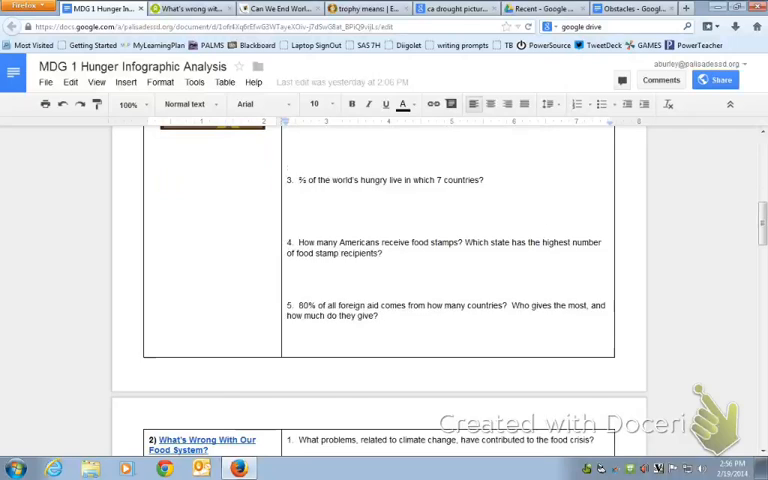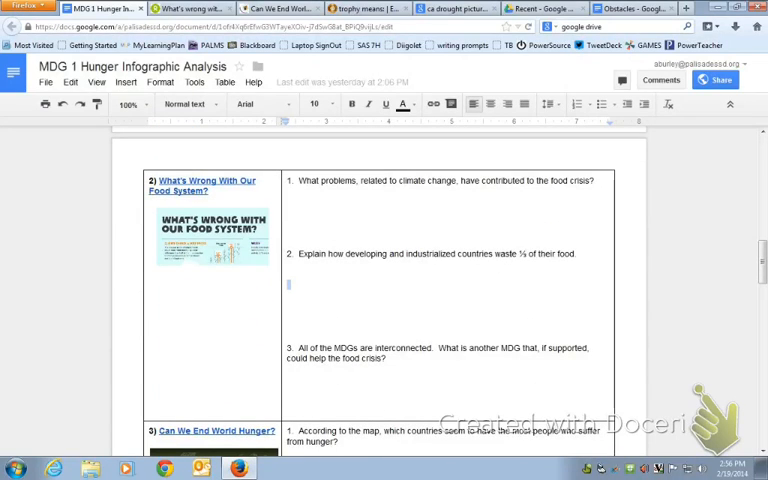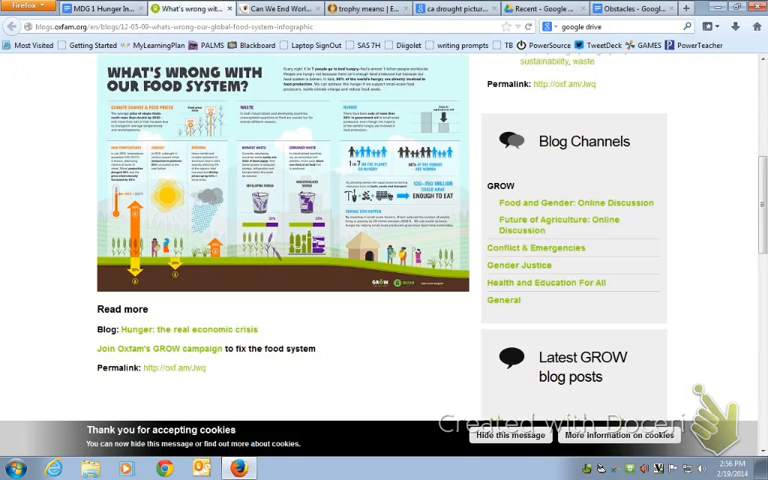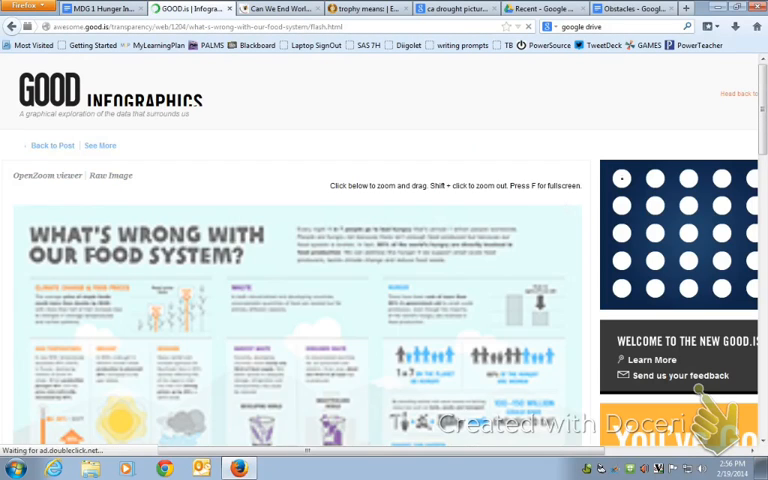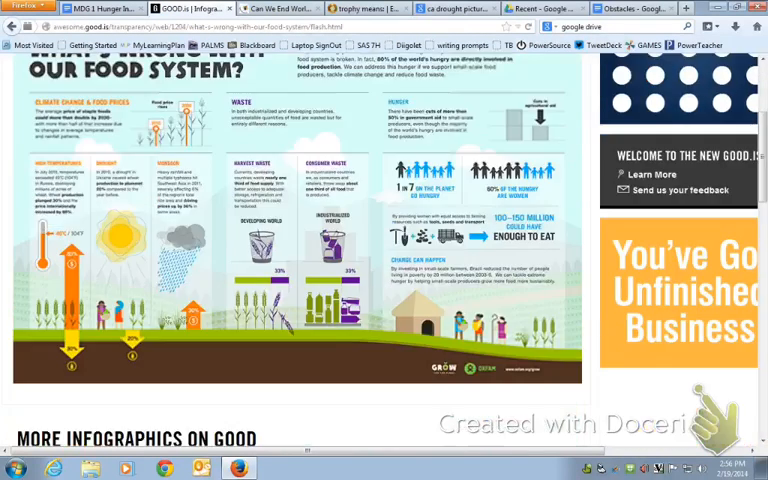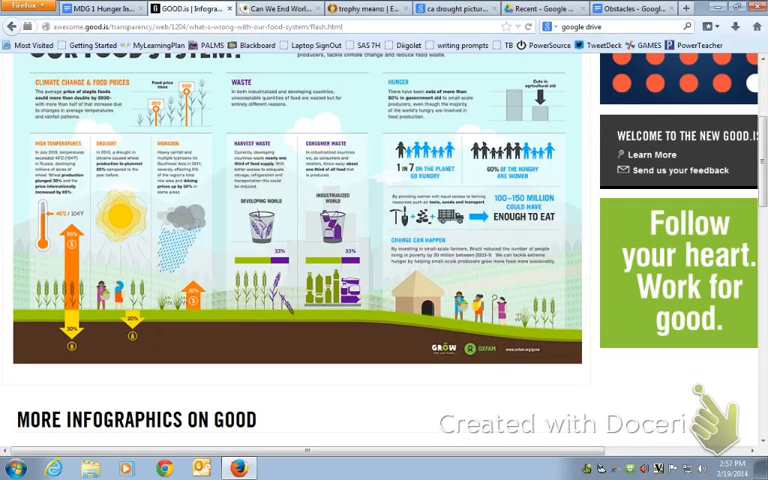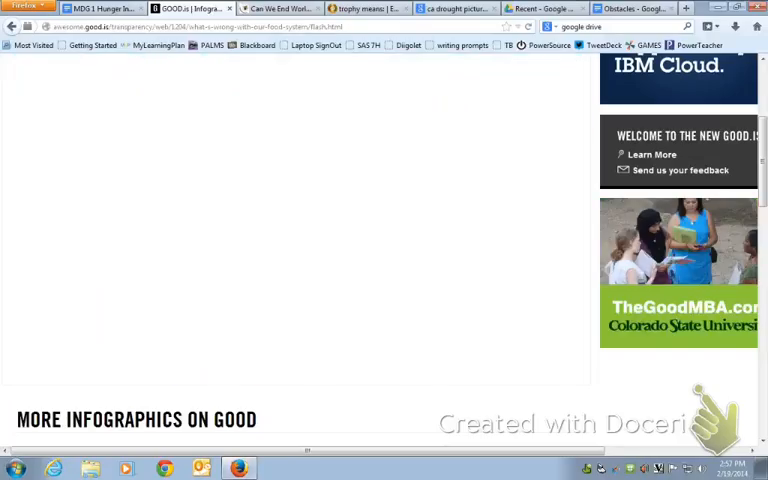Most classes were on the third infographic, so maybe I'll just start here. I do see that there's a typo there. Let's take care of that. All right. Most of us were left on what's wrong with our food system. So let's make it nice and big so we can see it. If your class already got to this point, then it might be just a little bit of a review for you. But here we are.